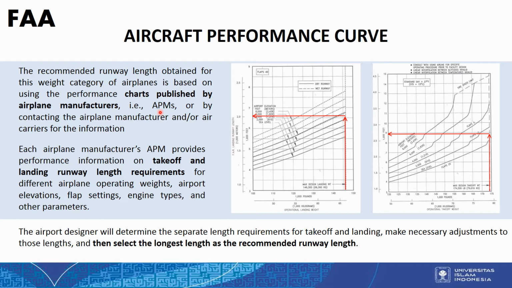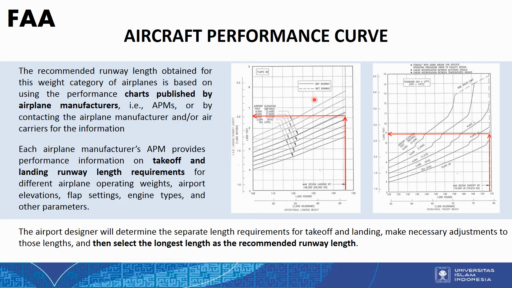So where do we get the charts or the performance curve? We can contact the airplane manufacturer or air carriers for the information. Every aircraft has its performance curve and it is different for each aircraft. So make sure we contact the airplane manufacturer to get the aircraft performance curve.